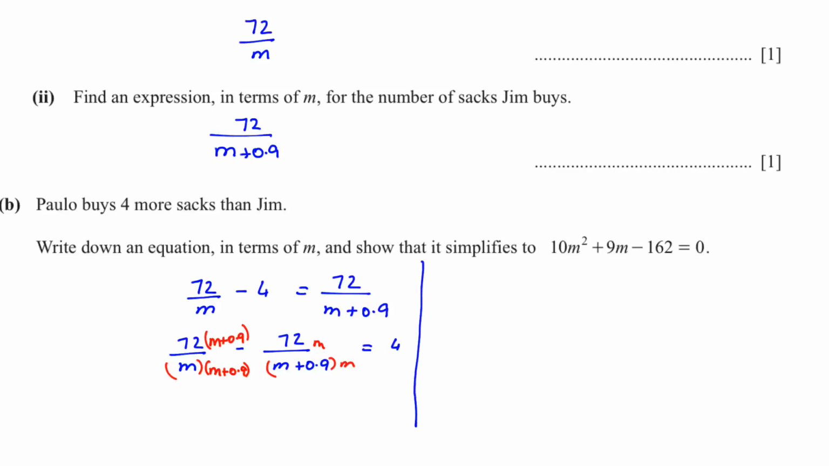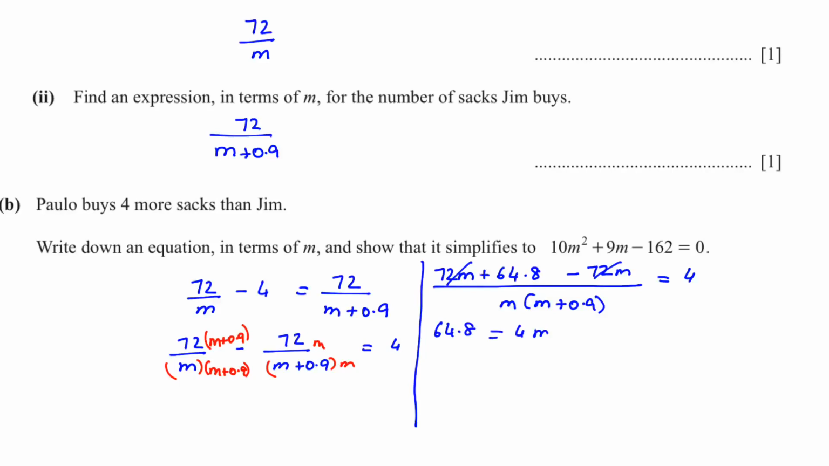We will have 72m plus 0.9 multiply by 72. We'll get 64.8 minus 72m over m plus 0.9 is equal to 4. 72m minus 72m is 0. Whatever is in the denominator, bring it to the other side.